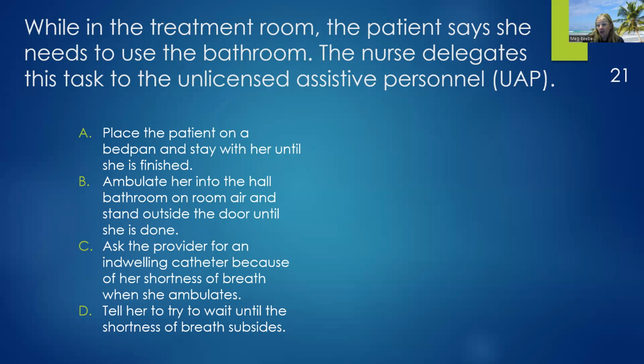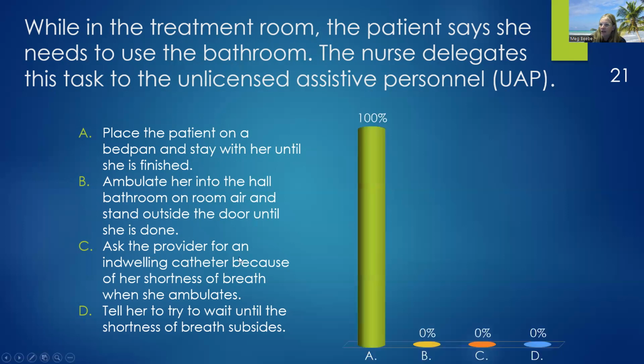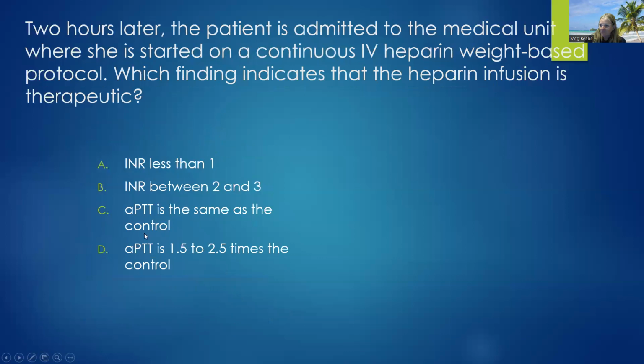We always want to watch out for the possibility of catheter-associated infection or catheter-associated UTI, also known as CAUTI. We don't want to just put an indwelling catheter in and then tell her to try to wait until the shortness of breath subsides. That's not really feasible. A is the correct answer.